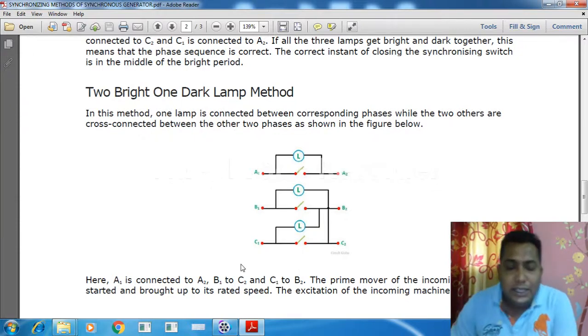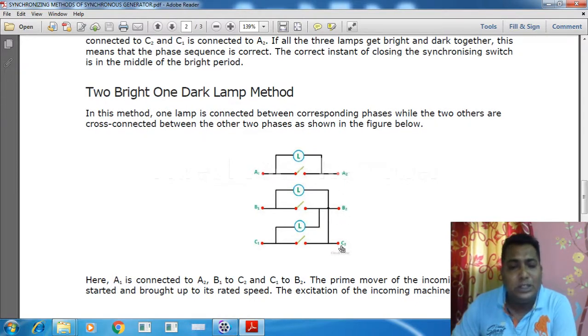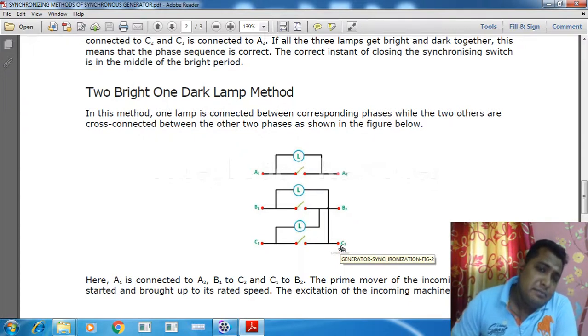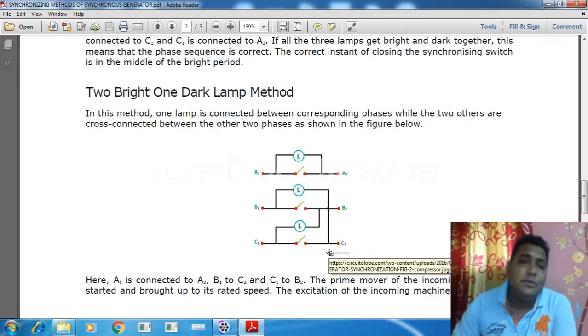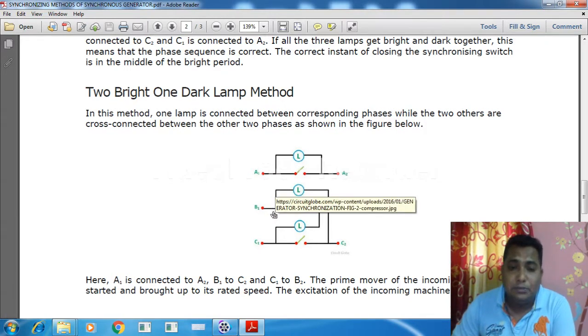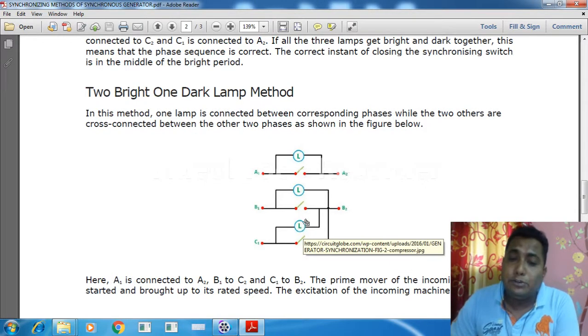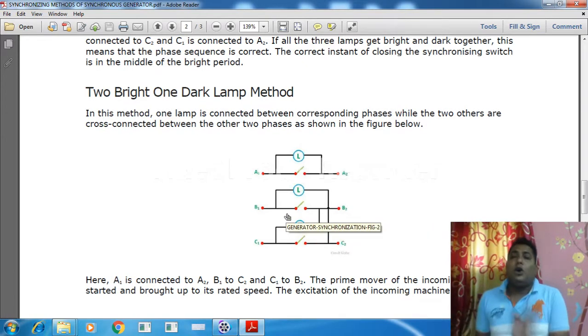As we can see, follow my pointer. These are the running A1, B1, C1, the bus bar lines, and these are the incoming A2, B2 and C2. As per the method, in any one phase we have to connect a lamp. So in the same phase we connect a lamp between A1 and A2. Now B1 and the other connection are interchanged. B1 through a lamp is connected to C2, and C1 through a lamp is connected to B2. In the previous case all phases were shifted, A1 with B2, B1 with C2, C1 with A2.